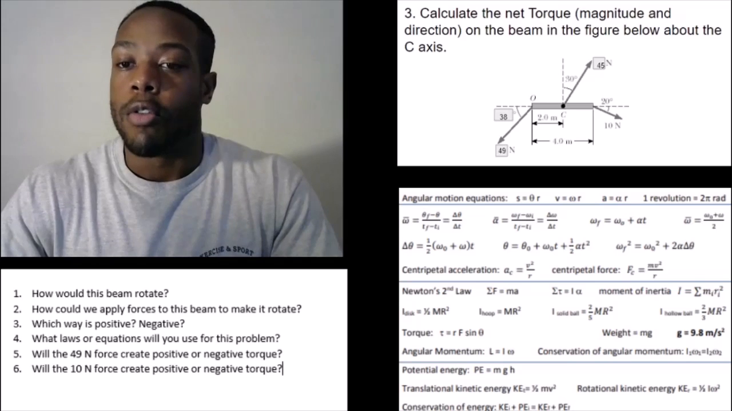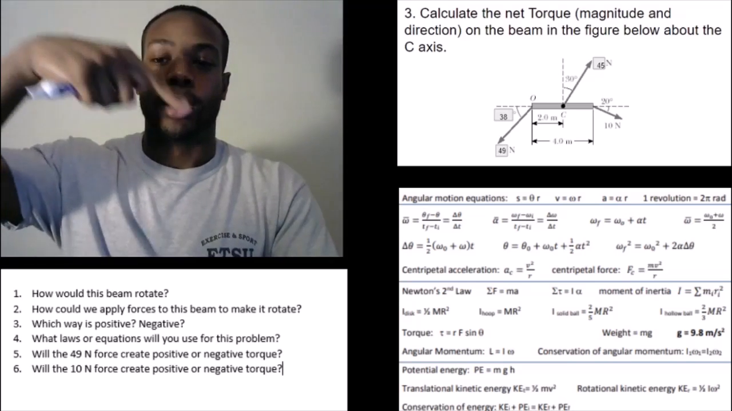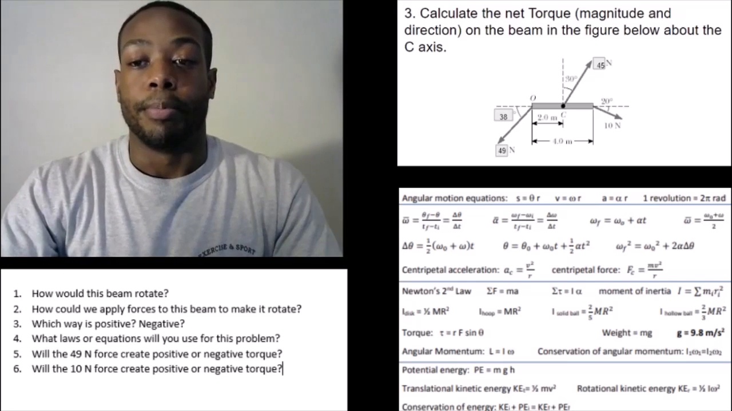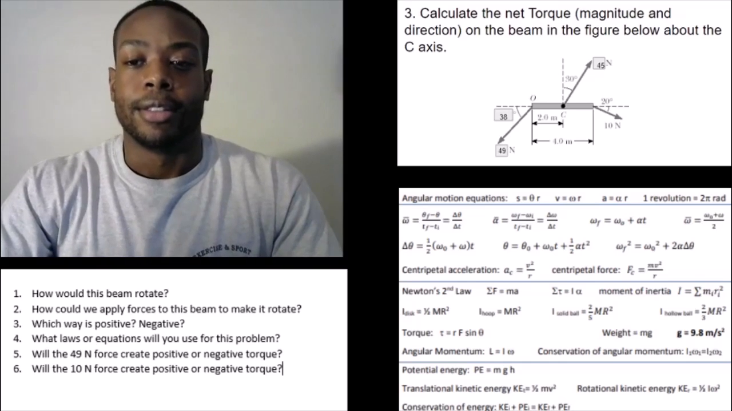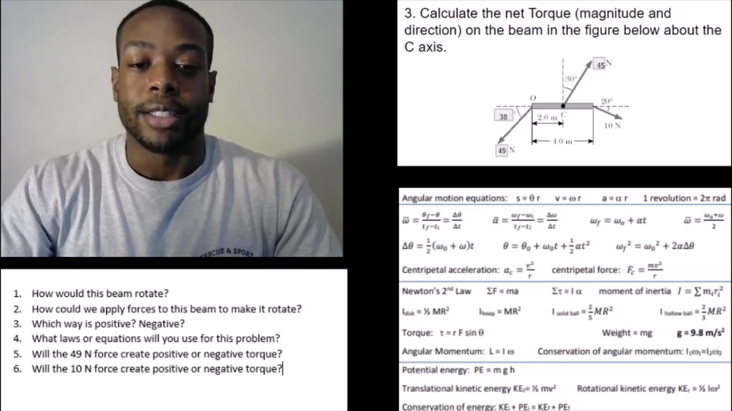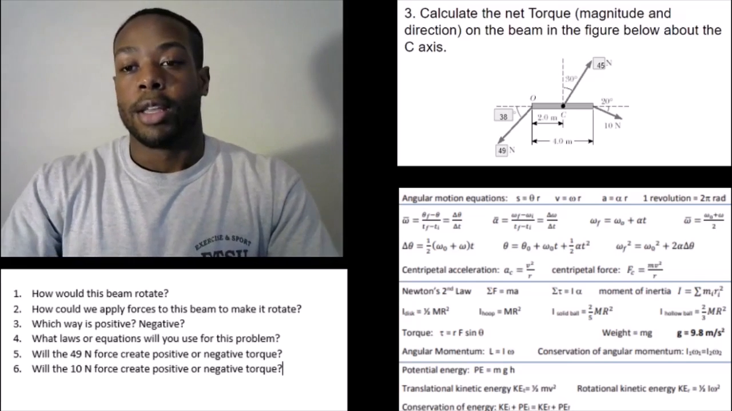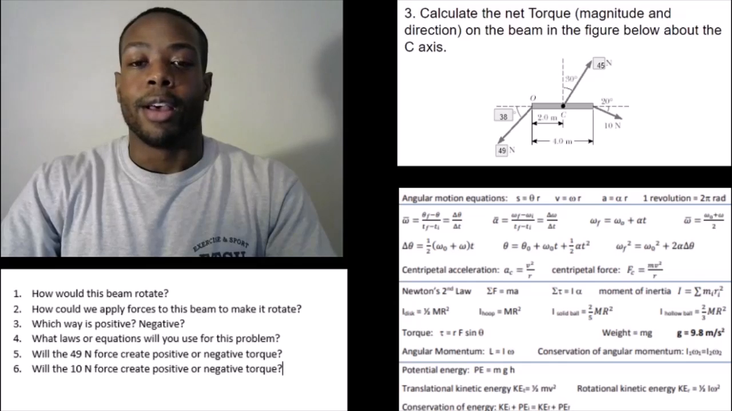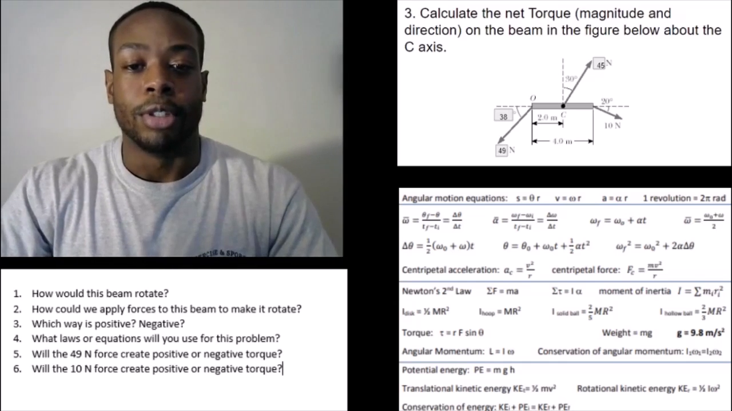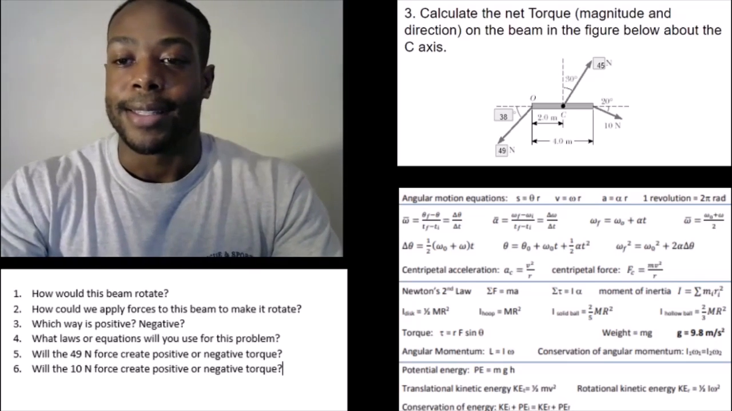Next question I want you guys to look at was, will the 49 Newton force create positive or negative torque? So you see the 49 Newton force is going down and to the body's right. So how would that affect the body? And then similarly, will the 10 Newton force create positive or negative torque? And you'll see that they're going to make the beam rotate in different directions, right? So you shouldn't get the same answer for that question. And that is it.